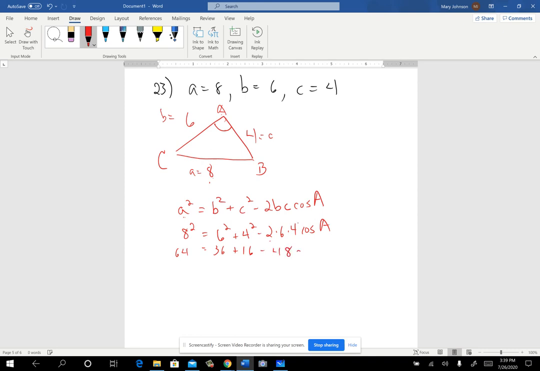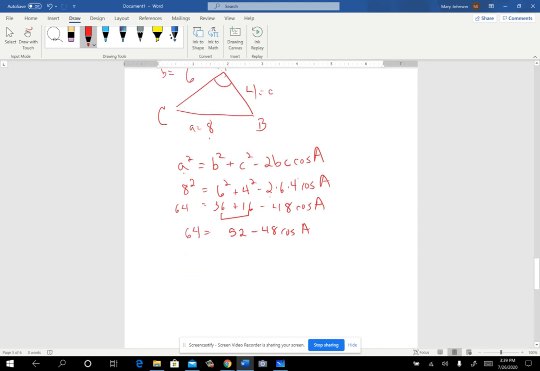That'd be 48 cosine A. So these can go together. That's 30, 40, 52. All right, but you can't make basic algebra mistakes. At this level, you shouldn't be thinking things like 52 minus 48 and getting 4. You can't subtract those. They're not like terms.